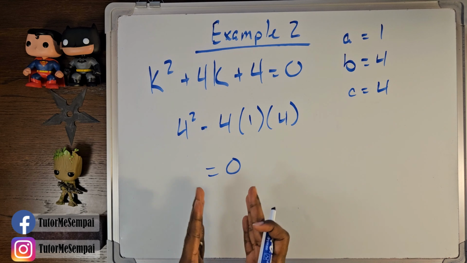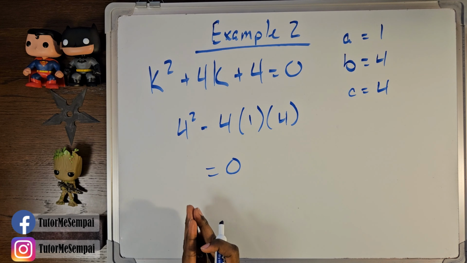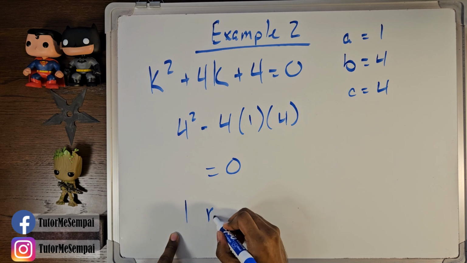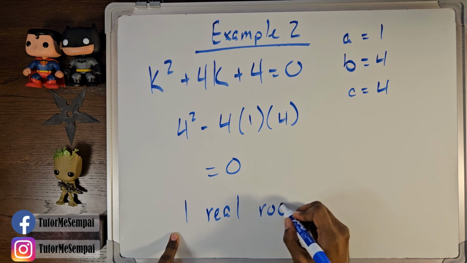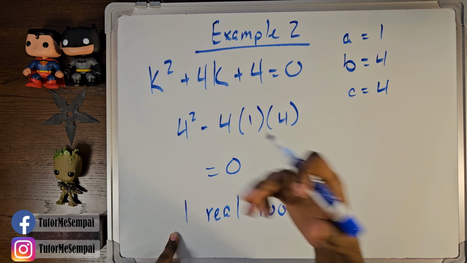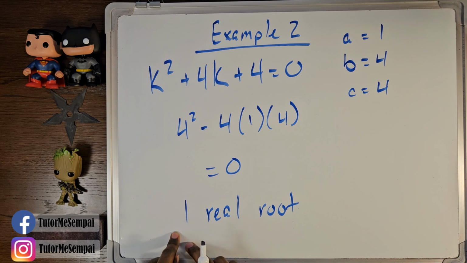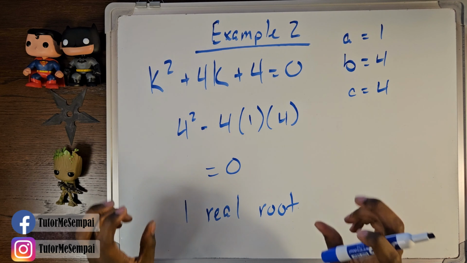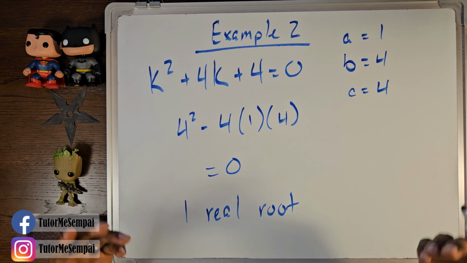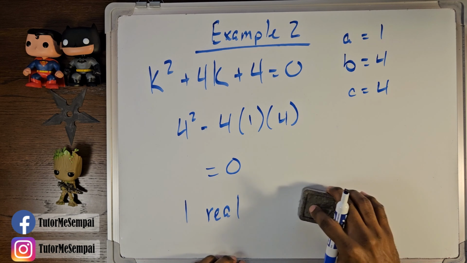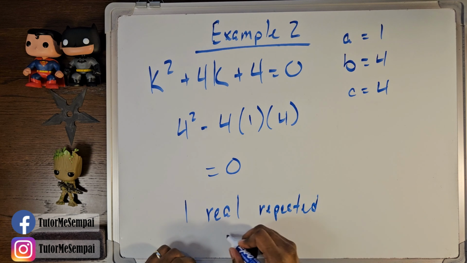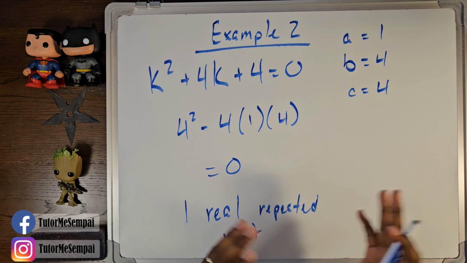Now, what does the result being 0 mean for the nature of our roots? Well, if it's 0, we're only going to have one real root. One real root. Now, you have two, obviously. This is a quadratic, but it's not distinct. So this is one real root, or a double root, or even a repeated root. So you can say this is one real repeated root. Let's move on to our last example for today.